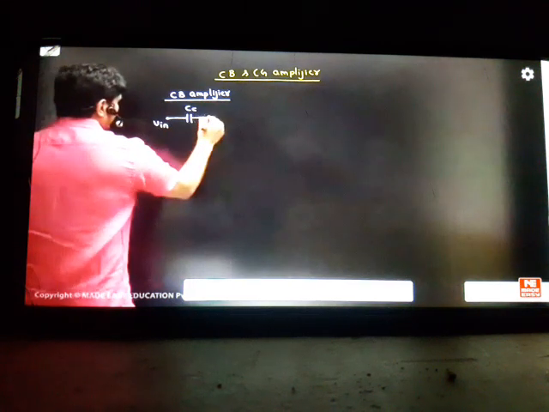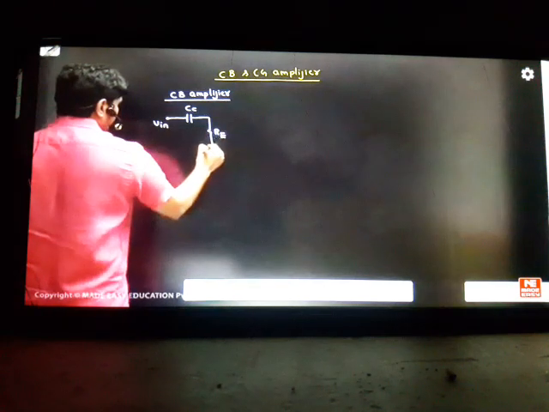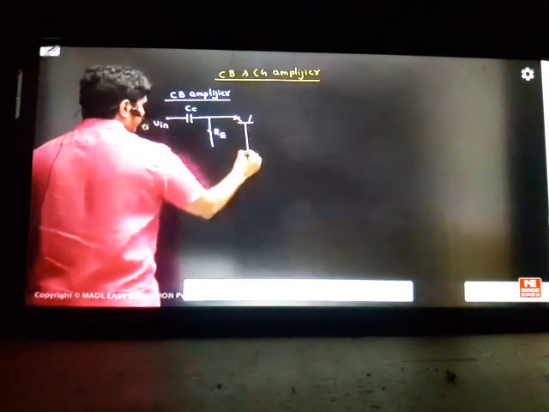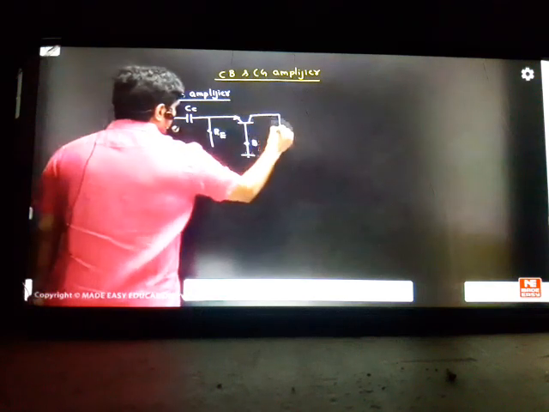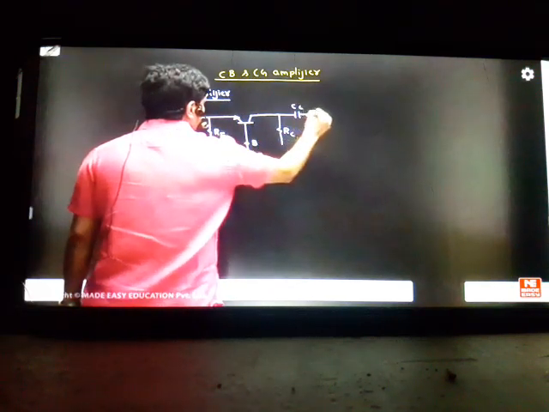I can show you my amplifier in horizontal like this. Coupling capacitor, CC. This is my input. Next here, we'll get some RE, the biasing resistor, and we have the transistor. If you take NPN, this is ground, base, this is RC, and capacitor CC to the output.